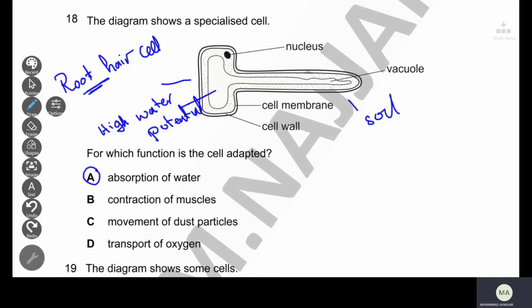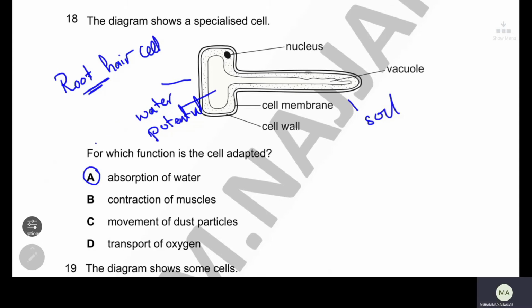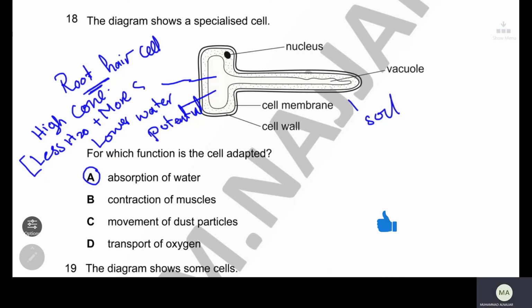Yes, so here it has a lower water potential inside. Why? Because here there is a high concentration. High concentration means less water and more salts.